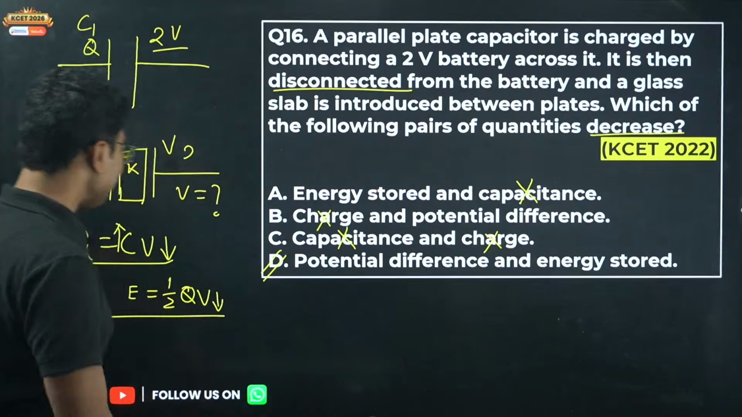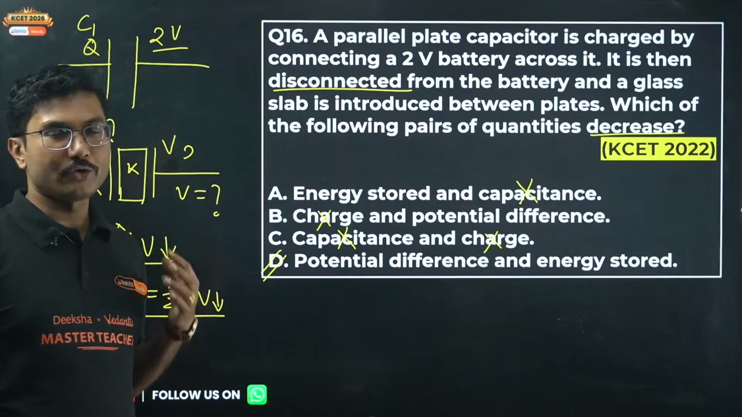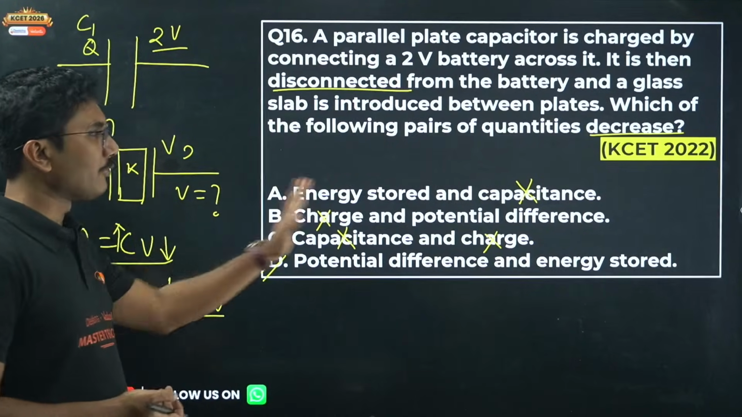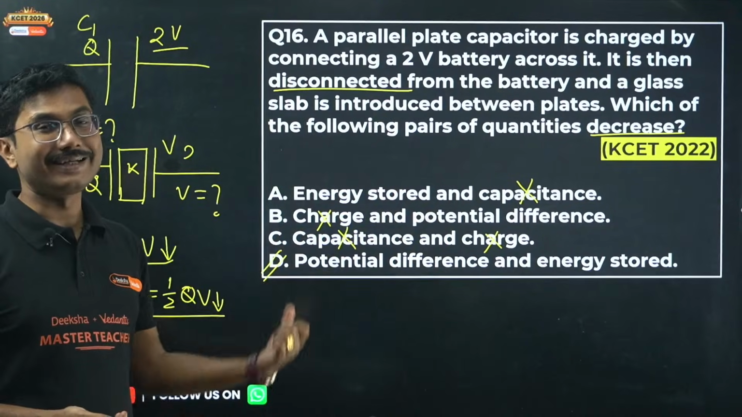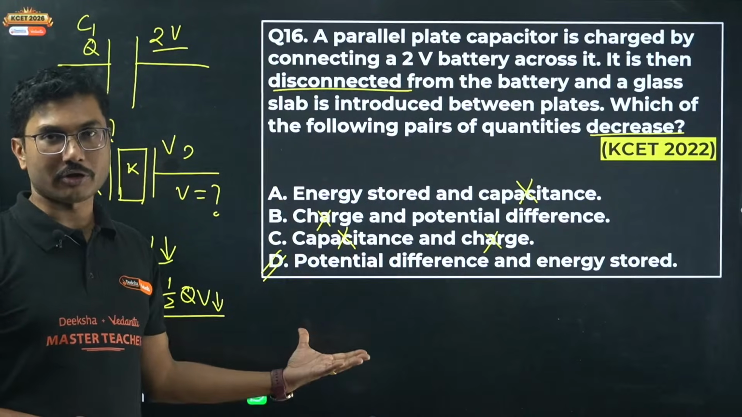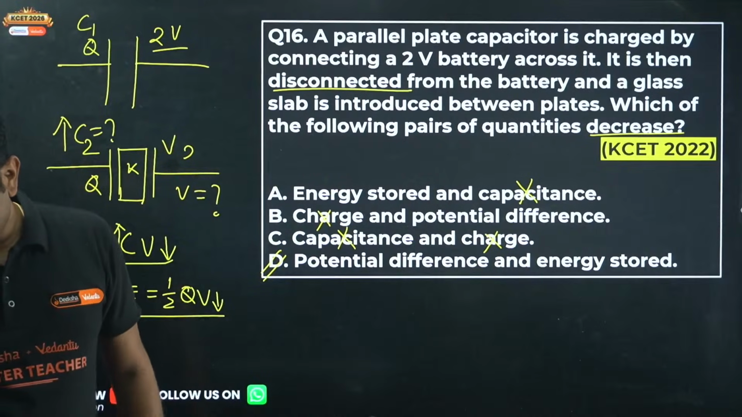So either you can answer directly: capacitance increases, voltage should decrease, and energy is half Q into V, Q is constant, so V must decrease. So that is also a way to answer it. Or you can realize that capacitance is increasing, so capacitance should not be the correct answer, and charge remains same, so charge should also not be part of the answer. So this is also a way to answer, right?